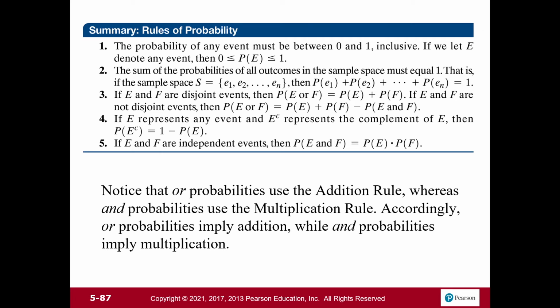And we also have, if E and F are independent events, then the probability of E and F will equal the probability of E times the probability of F. Notice that OR probabilities use the addition rule, whereas AND probabilities use multiplication. So the word OR implies addition and AND implies multiplication.